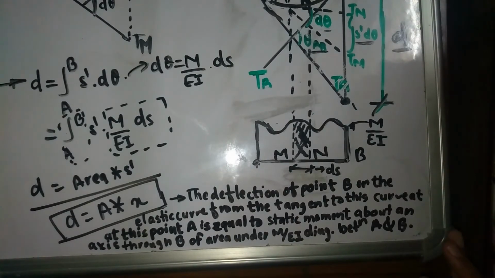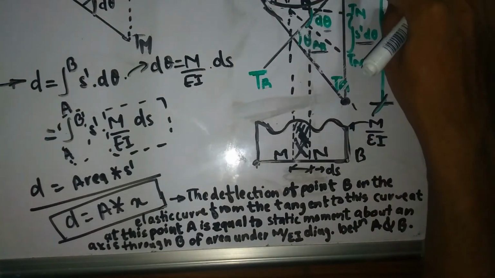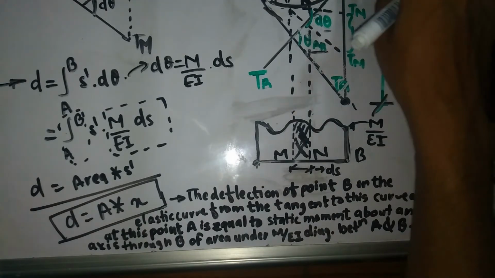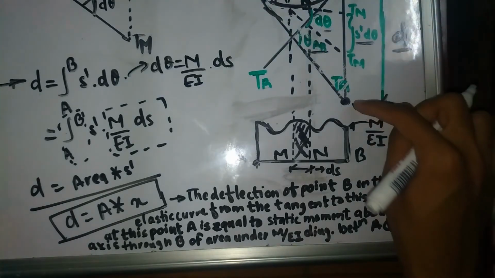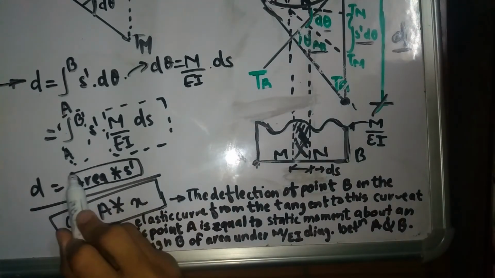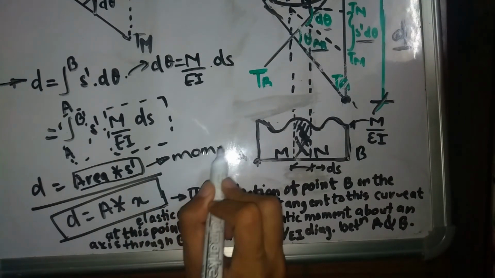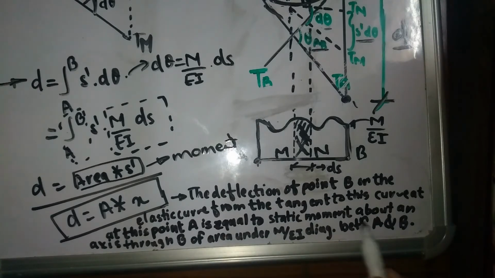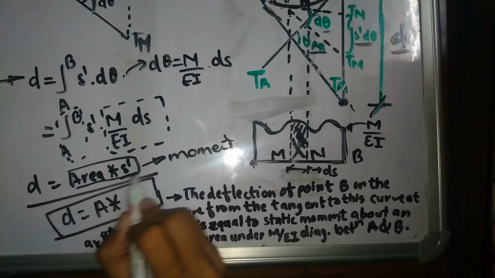What our second theorem basically says is that the deflection of point B on the elastic curve, from the tangent to this curve at point A, is equal to the static moment. Right now we have calculated area into S dash. When we multiply by area, this is called a moment, the static moment about an axis through B. Whenever we calculate a moment, it is about an axis or a distance. Right now we are calculating from distance S dash.